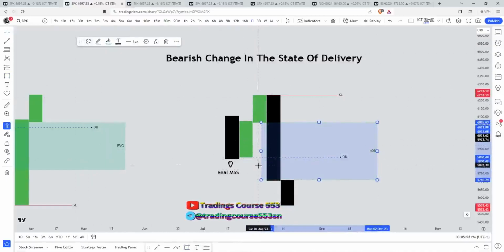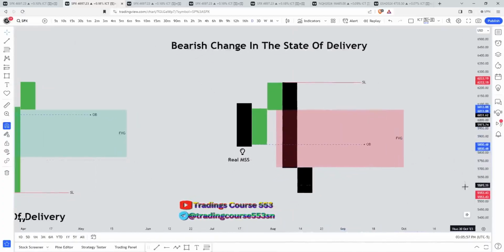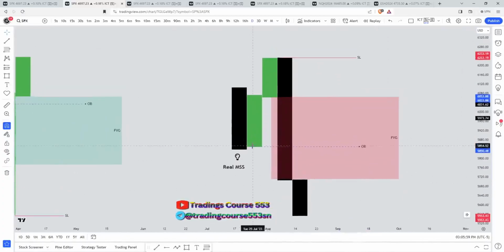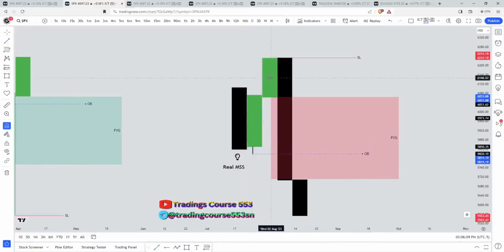Now, ICT might do it differently. This should say SIBI, bearish fair value gap. ICT might just use the open. Personally, from what I've learned and just my experience of it, I've found it best to just wait for price to close below the lower wick of those two up close candles.